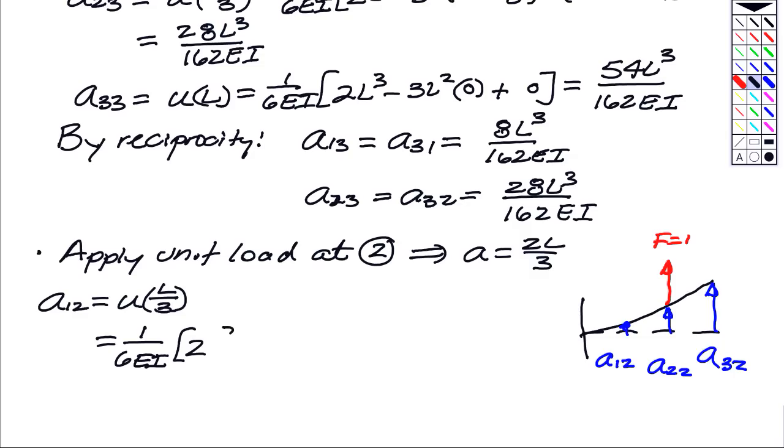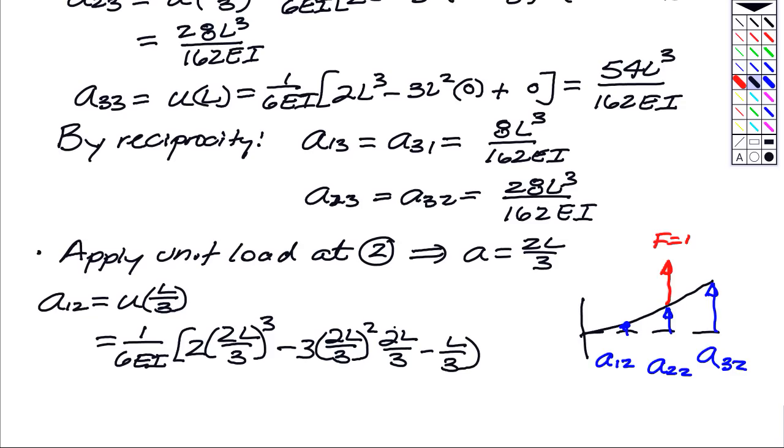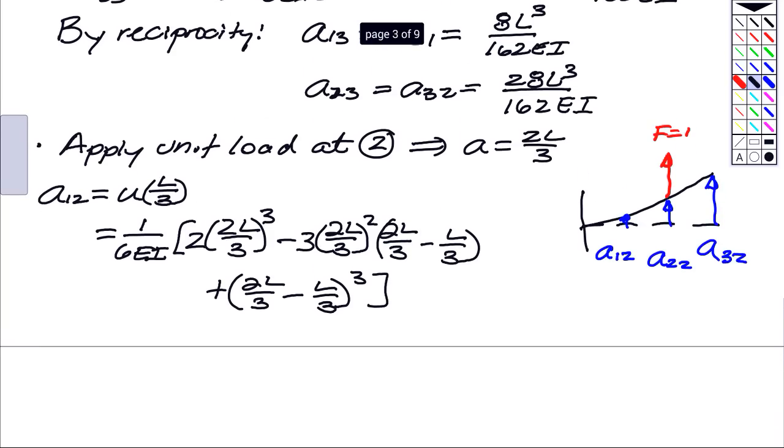2 times 2L over 3 cubed minus 3, 2L over 3 squared times 2L over 3 minus L over 3, plus 2L over 3 minus L over 3 cubed. So we multiply it out, put it over a common denominator, and we get 5L cubed divided by 162 EI.